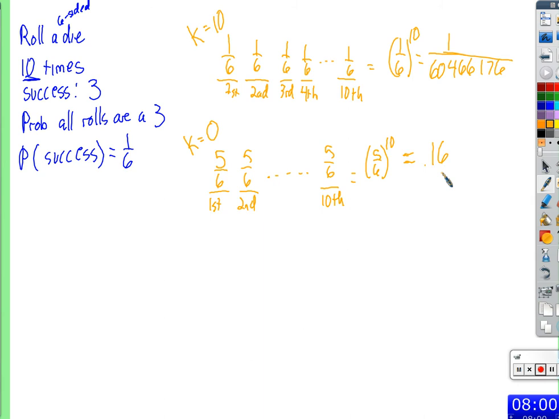So let's talk about the same experiment, same number of trials, same definition of success, but let's have a different number of successes and see what we come up with. Die roll 10 times. Success, that's getting a 3. What's the probability of 1?